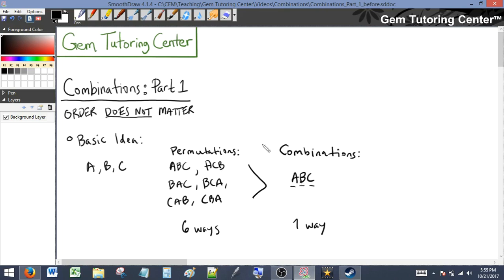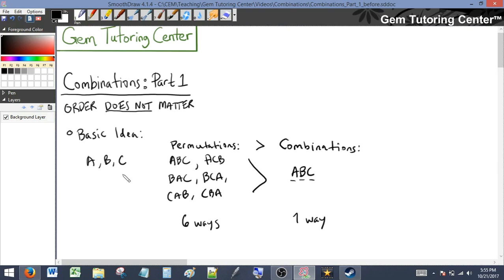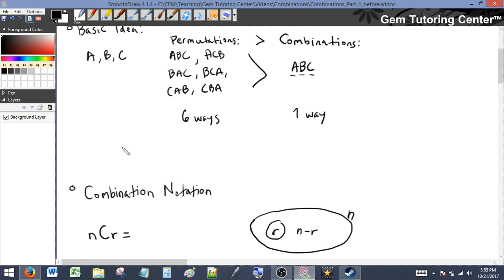So combinations are always going to be fewer, sorry, it should be the other way around, they should always be fewer than the number of permutations, because the order of the objects that we are picking does not matter. Okay, we'll explore this concept a little bit more, but for now let's talk about the combination notation.